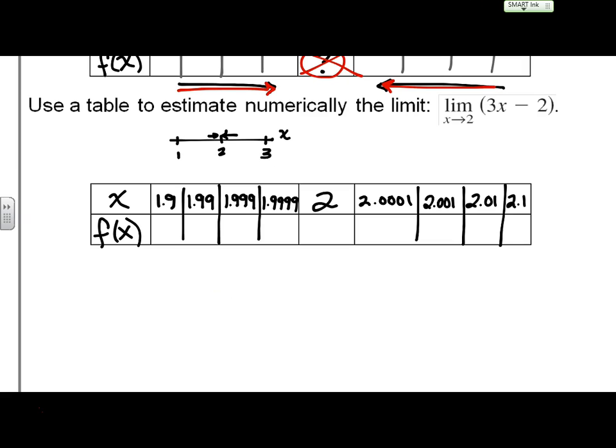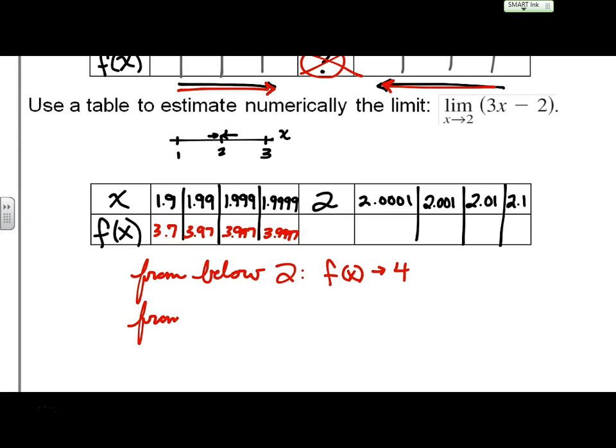So if we were plugging into our table, we would have 3.7 on this one. 3.7, 3.97, 3.997, 3.9997. I seem to be approaching 4, right? From below, I seem to be approaching 4. That's a really bad notation, so let me say this a little bit better. From below 2, f of x is approaching 4, as best I can tell. For a linear function, it doesn't behave weirdly, so we can go ahead and say that is true.